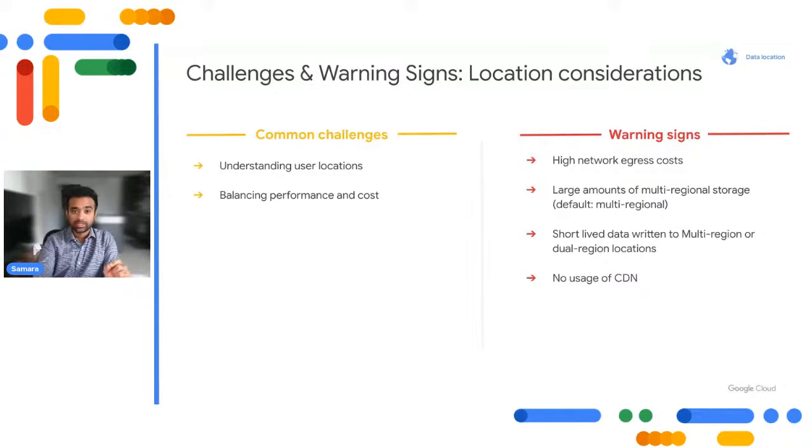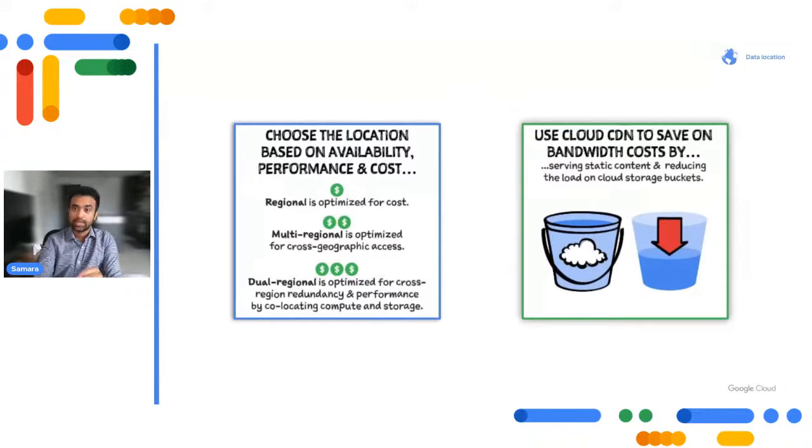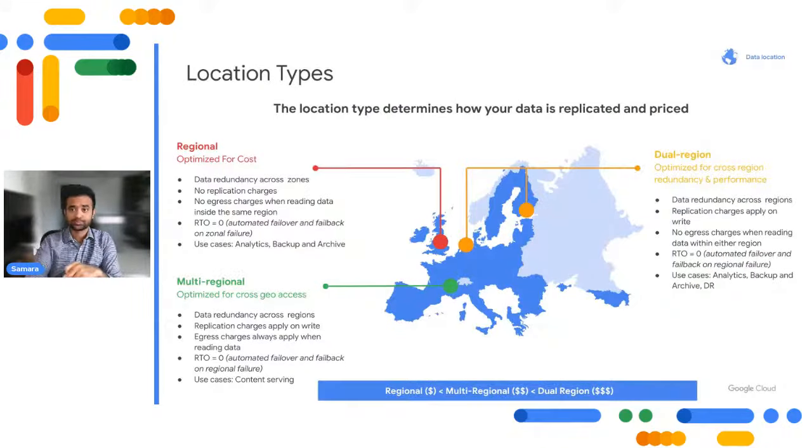So now that we saw the challenges and warnings, let's see how we can go about addressing them. Basically, there are two key ways. Number one, picking the right location type, and two, using Cloud CDN for content serving use cases. So let's look into the first box, which is choosing the location type.